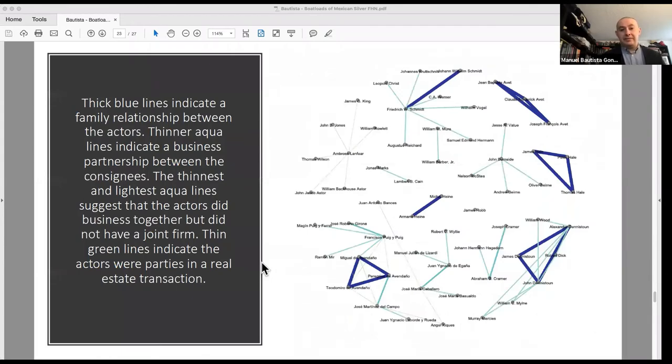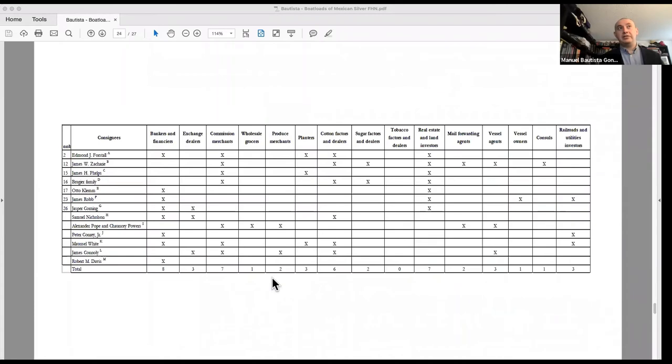I have looked a little bit into the question of social networks. I don't want to delve too deep here because I want to take a look at the other side of the coin, which are the American consignees. Most of the American consignees were also commission merchants, but they were also bankers and financiers, and actually even bigger in their level of sophistication.